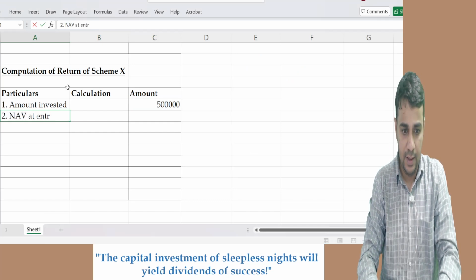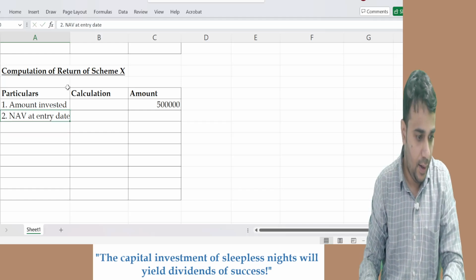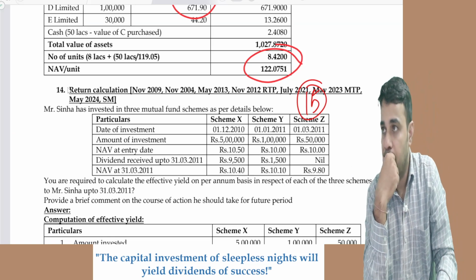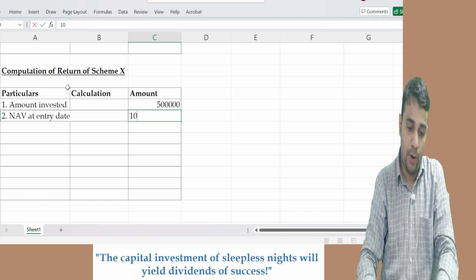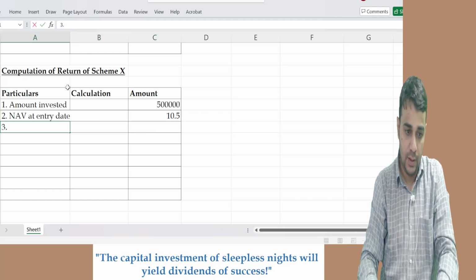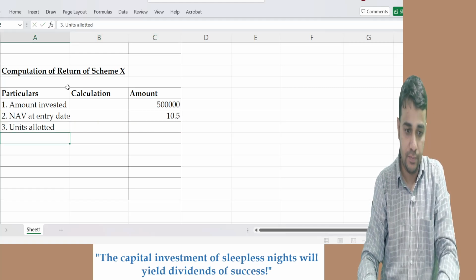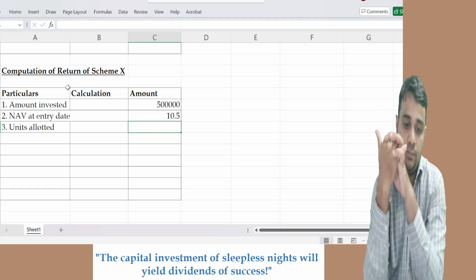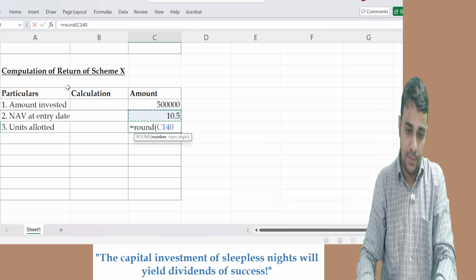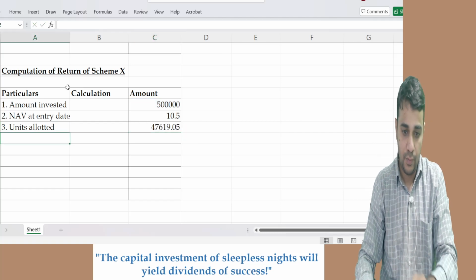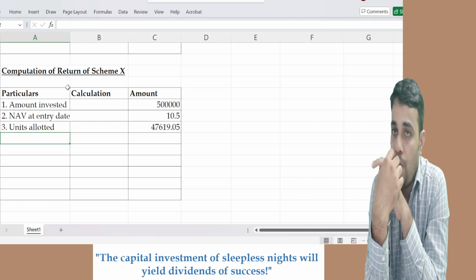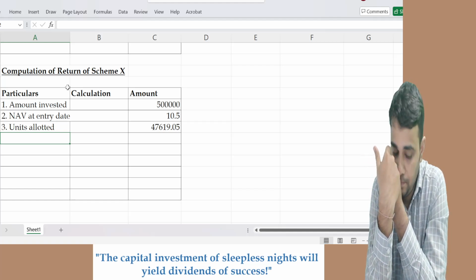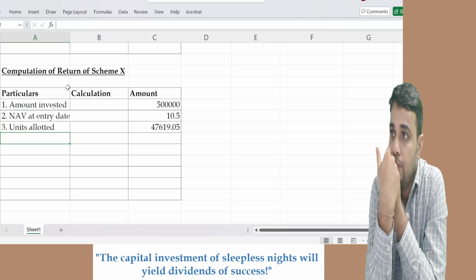NAV at entry date: 10.5. Units allotted, to 2 decimals: 47619.05. Clear?